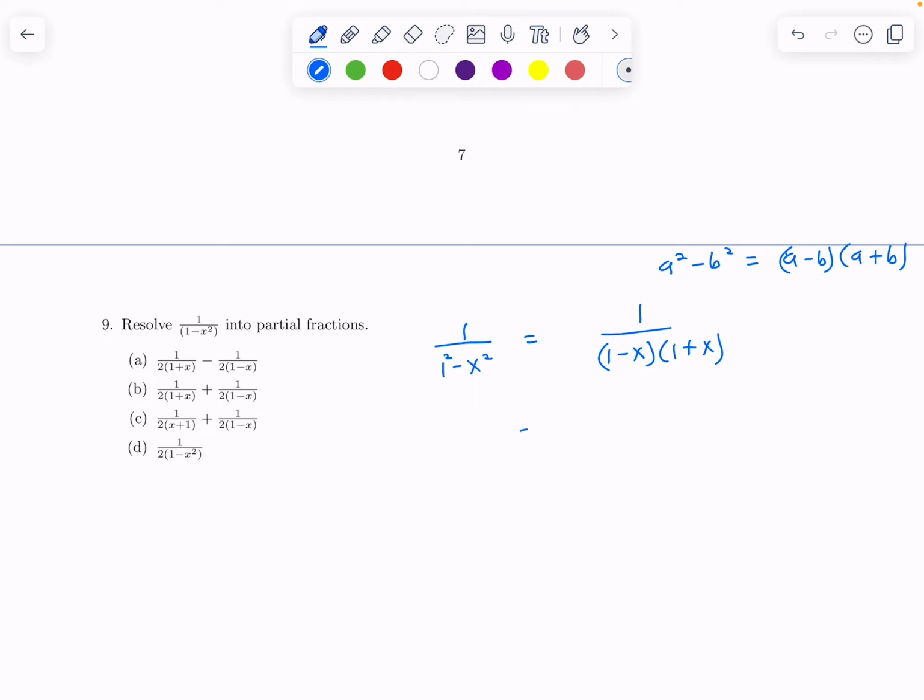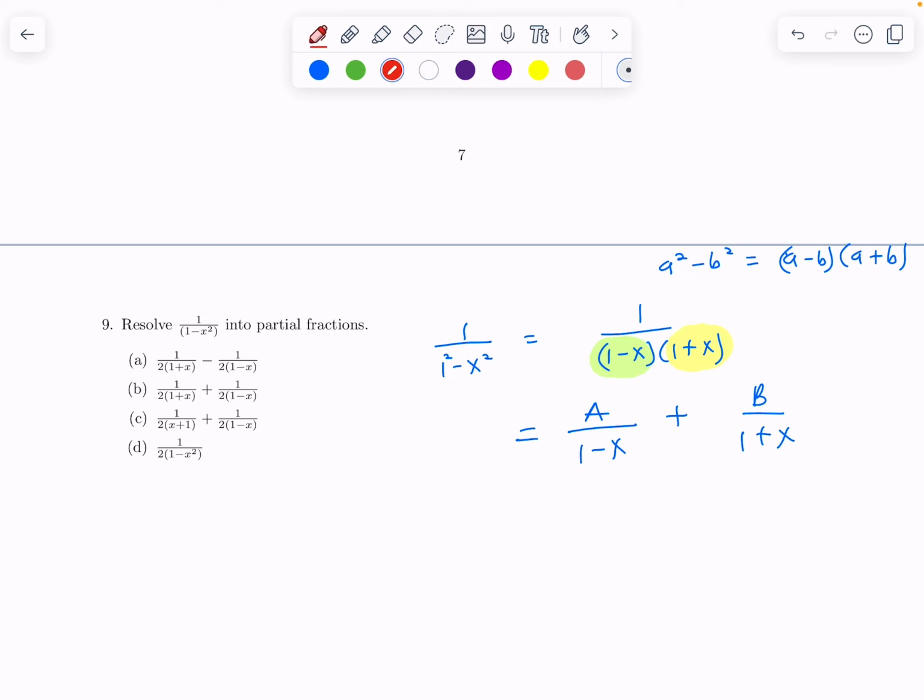Now, if you want to resolve using partial fractions, the way you do it is that you are going to write A over 1 minus x plus B over 1 plus x. So basically what I'm doing is writing A over what is in the first part of this denominator, and then B over what is in the second part of the denominator, right? And now the question is I want to find what A and B are.